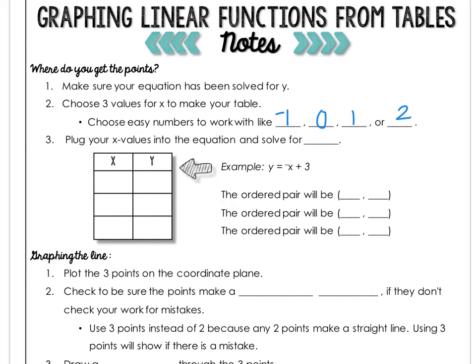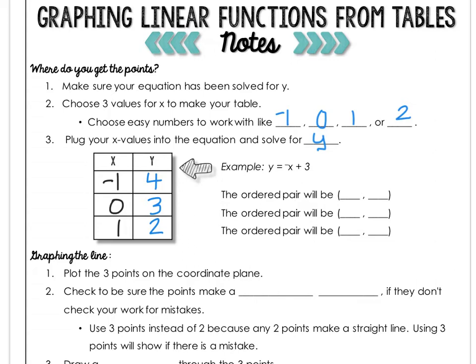Then plug your x values into the equation and solve for y. So you've picked your x values, you're going to solve for y. So in our example, like I said, we're going to do y equals negative x plus 3. Now I'm going to start a blank page and give you a little tip here. So I chose -1, 0, and 1 for my inputs, and then remember when x was -1, y was 4, when x was 0, y was 3, when x was 1, y was 2.